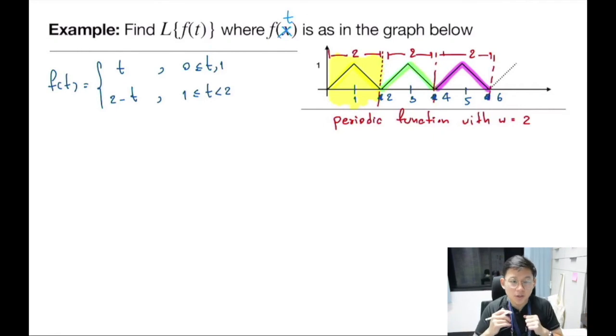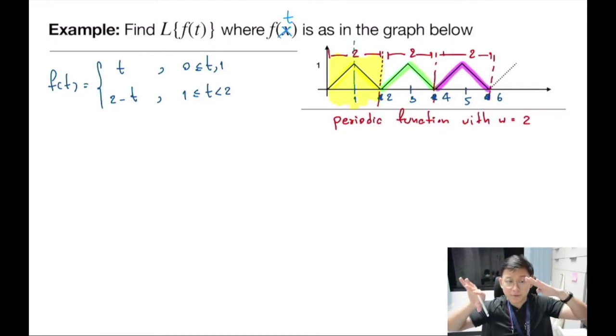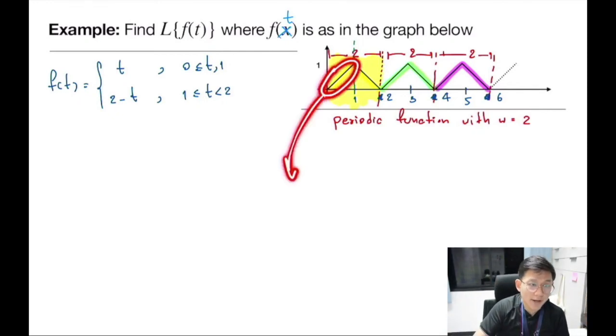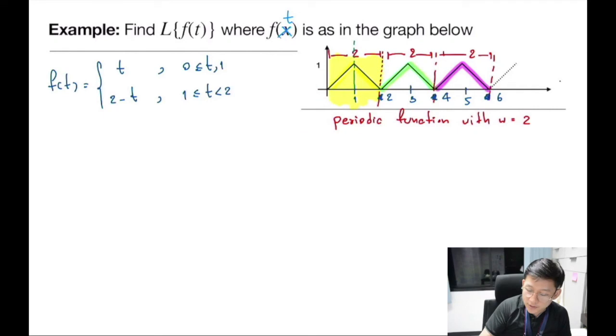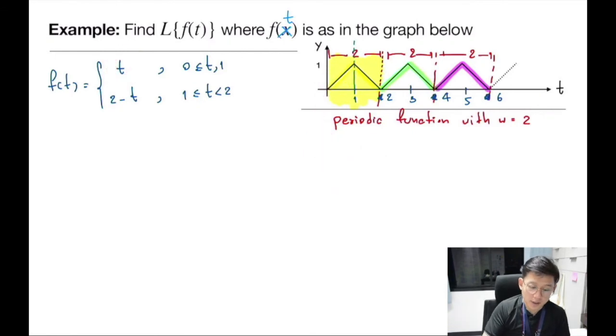So if you look here, basically you split this function into two functions. The first function is this one, which is quite clear that it is y equals x. In this case, the horizontal axis is t, and here is y. So this one is quite clear that it is y equals t. Okay, let me write it down here. It's y equals t. So from 0 to 1, you get y equals t.